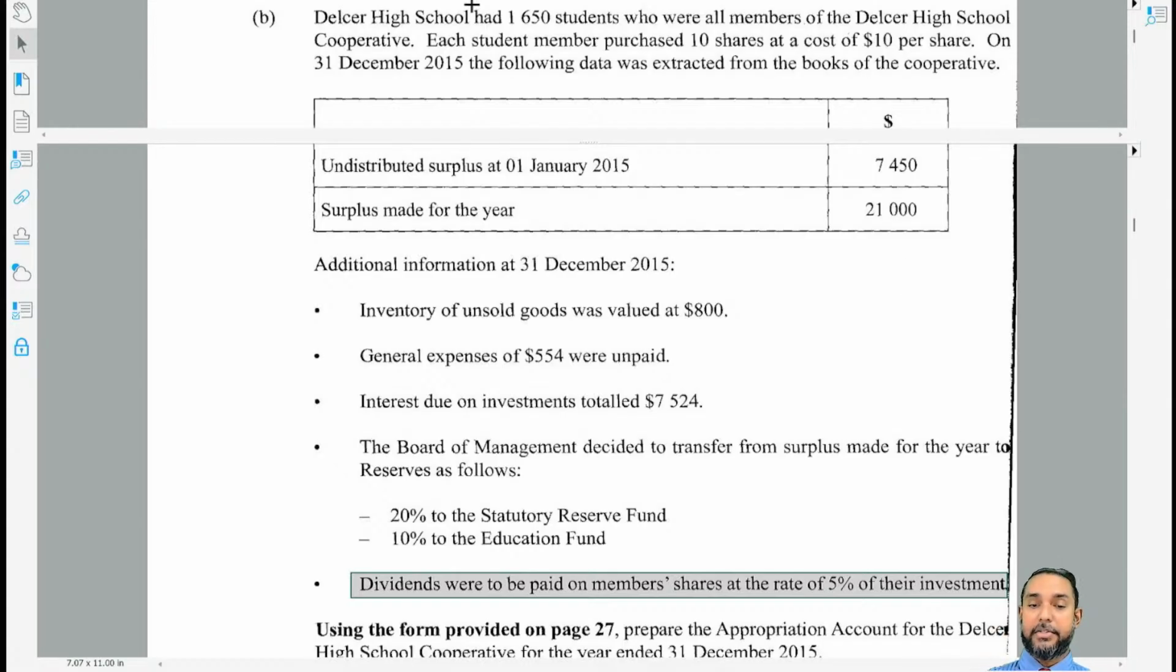So start off by doing the following. Heading up Delco High School appropriation account for the year ended 31 December 2015. Start with your surplus made for the year. Do your appropriations out of that. The 20% is statutory reserve, 10% education, and dividends. We have to calculate those dividends based on the information in the first paragraph up here.